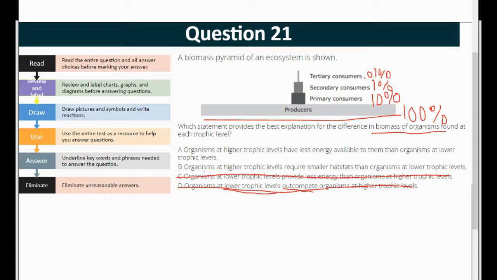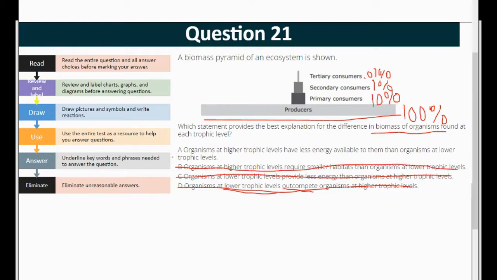Let's look at B. Organisms at higher trophic levels require smaller habitats than organisms at lower trophic levels. So tertiary consumers are things like our top predators in a food web. So they are the big predators like killer whales, hawks, things like that. And a lot of times those big predators will require much more space so that they can find their prey, right? Their secondary consumers or primary consumers. So this one is actually not going to be true either.